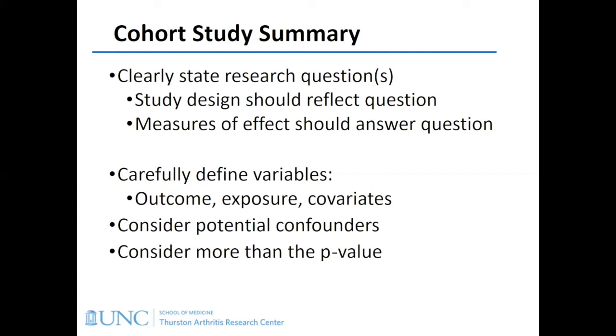It's always important to define all your variables up front, so your outcome, your exposure, and your covariates, and then consider those covariates that are potential confounders. And also consider more than the p-values. So look at the point estimate and its strength of association, as well as the precision from the 95% confidence interval. And I have one more thing to talk about, related to case control studies, which likely you won't be doing, but I think it's an important topic because it comes up quite a bit.